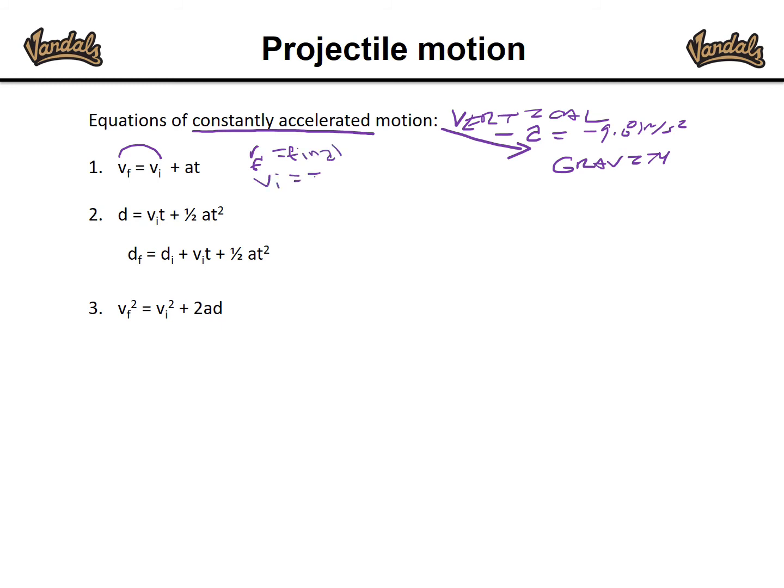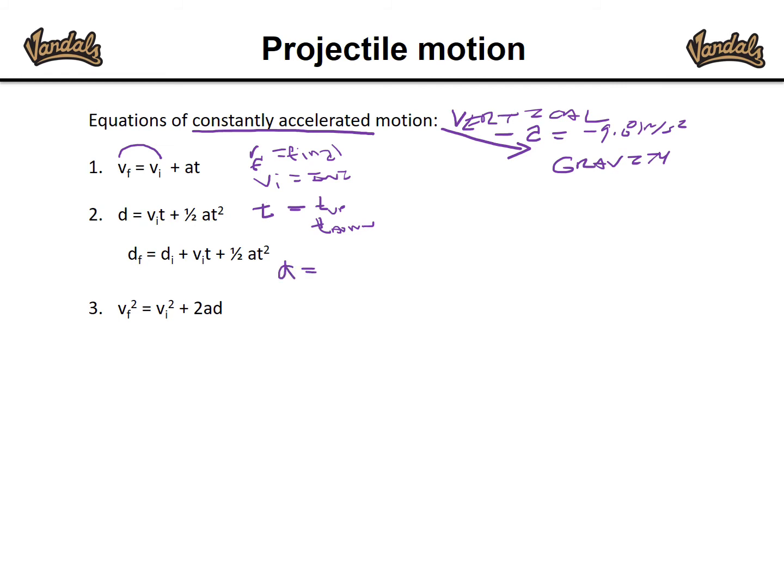VI is initial. Okay, you know what A is. T is lowercase in this case because we separate it into halves. So there's a T up and a T down, and those are the two halves of the parabola. So the time it takes to get to the top of the parabola and the time it takes to get to the bottom of the parabola.